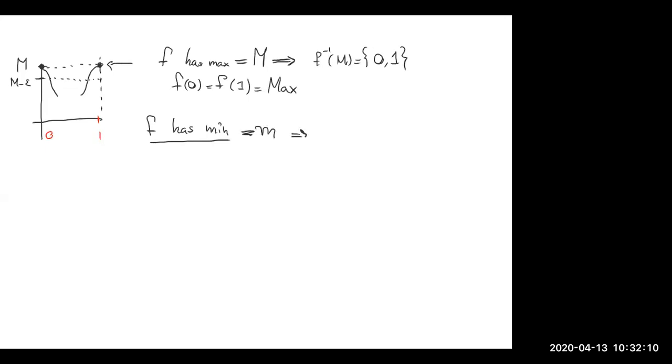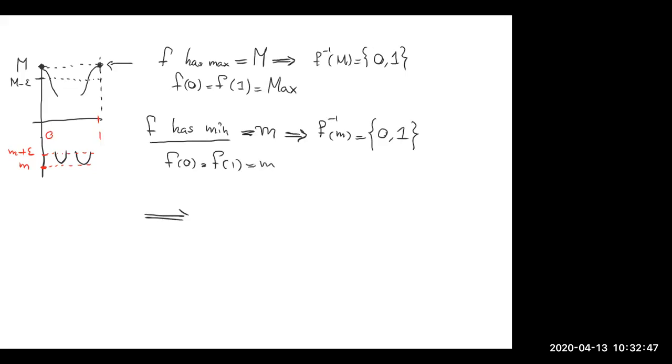Same argument tells us if we have a minimum somewhere like that, we can look at small m plus epsilon, and there would be 4 inverse points, which again doesn't make sense. So the inverse image of m, the points whose values should be equal to m, again, just like the previous case, they have to be the boundary points. So f of 0 equals f of 1 should be equal to m.